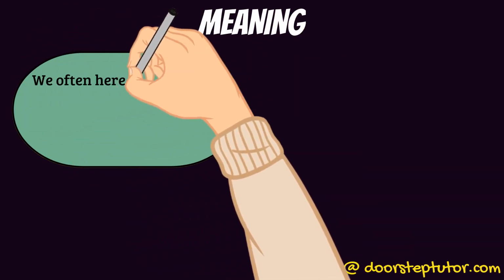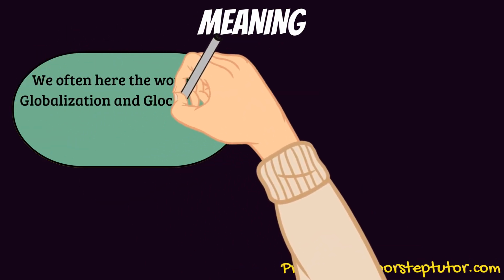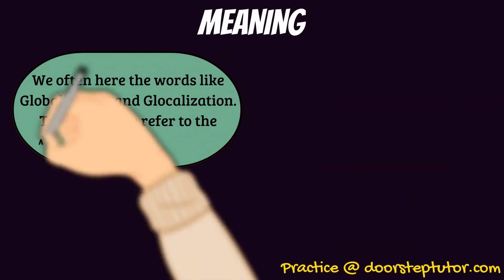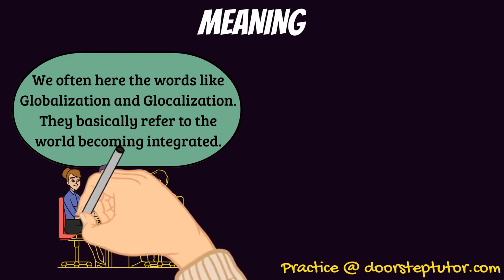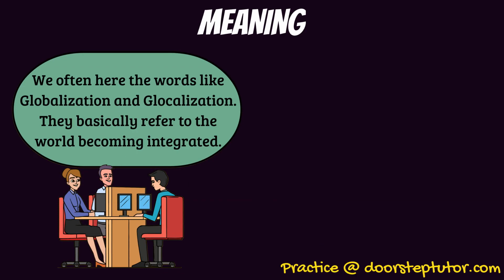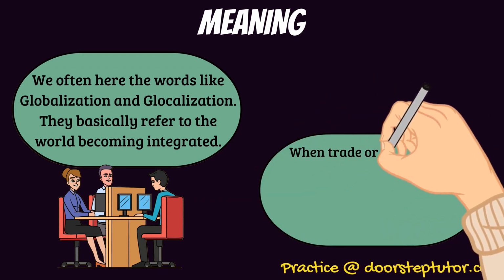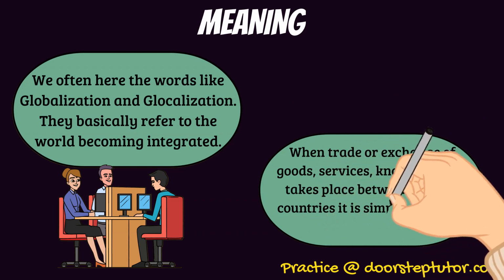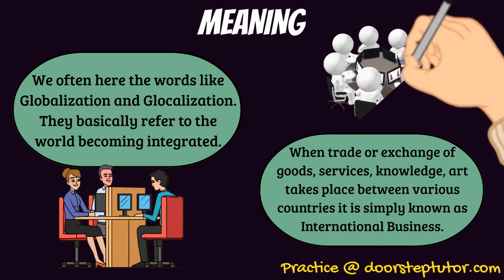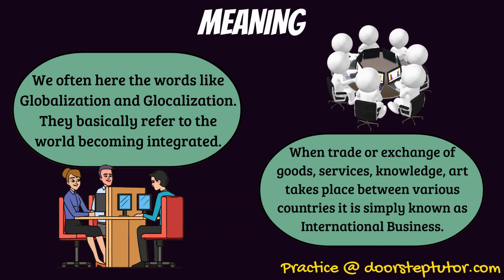See, we all have heard words like globalization, foreign direct investment, privatization, glocalization. So, what are all these? See, when international business arose, these words emerged. So, what is international business? When trade or exchange of goods, services, knowledge, art takes place between various countries, it is simply known as international business. Because of international business, we have globalization, that is the integration of all the economies of the world.